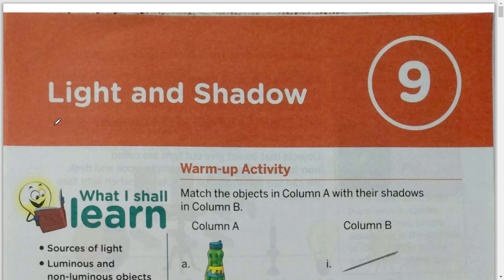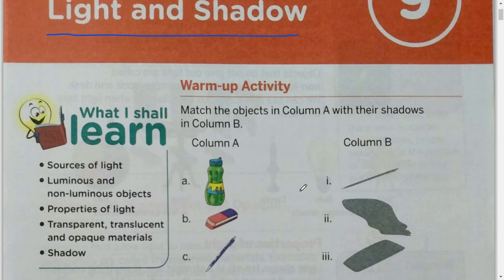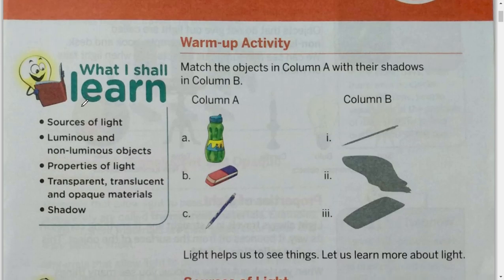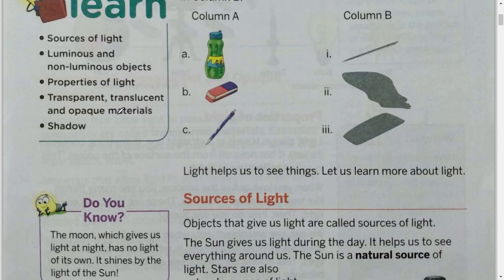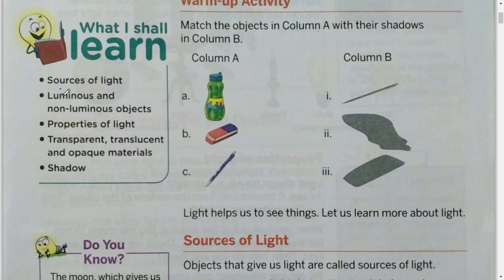9. Light and shadow. What I shall learn? Sources of light, luminous and non-luminous objects, properties of light, transparent, translucent, and opaque material. Shadow.